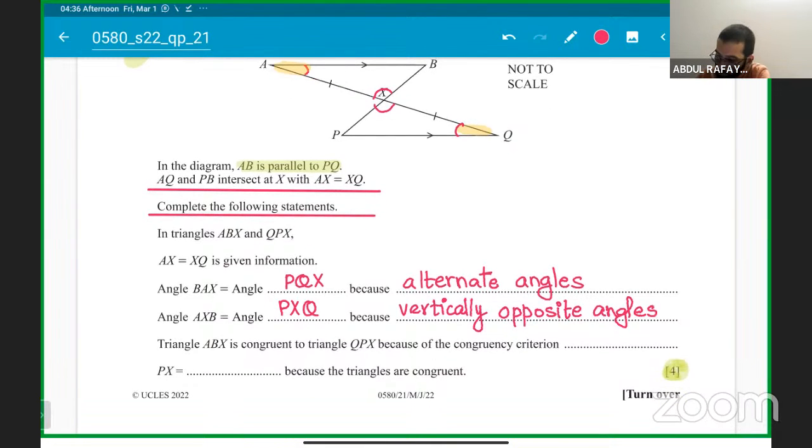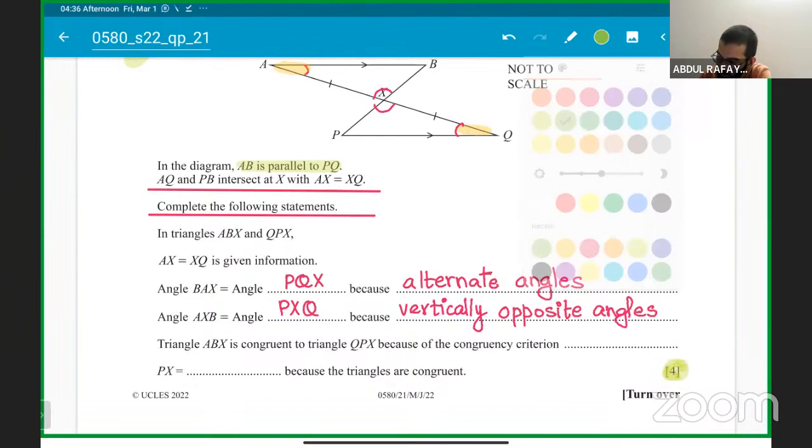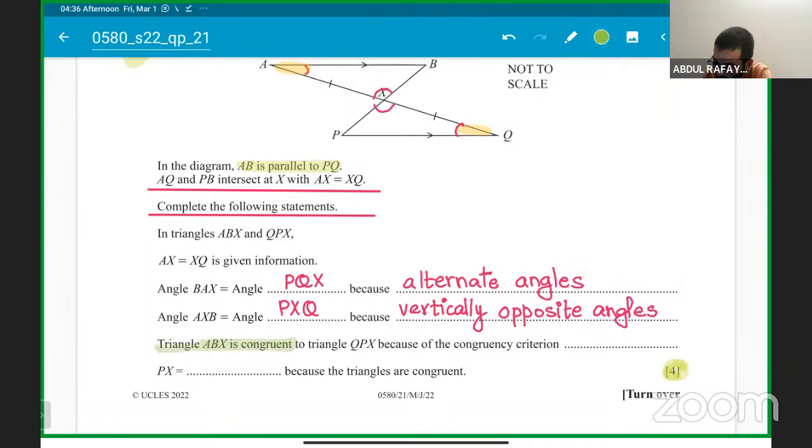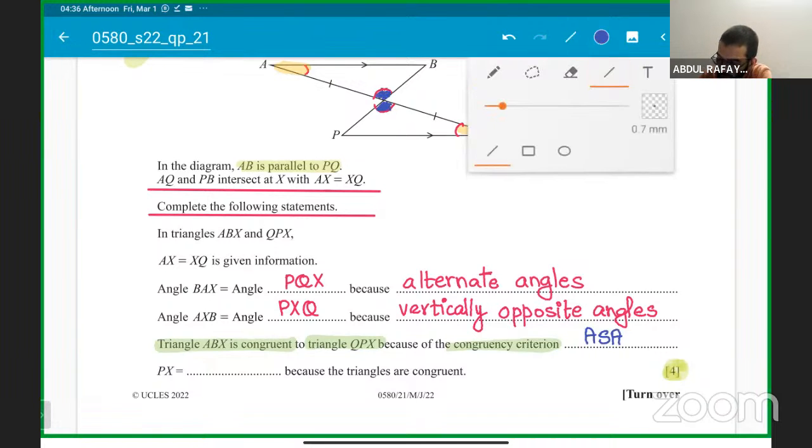Vertically opposite angles. So they are asking us, triangle ABX is congruent to triangle PQX because of the congruency criteria. Which one is it? Two angles are the same, one side is the same. So you can say angle, side, angle. Guys, getting it? Everyone with me following? Two angles are the same: this angle and this angle are the same, and one side is the same.